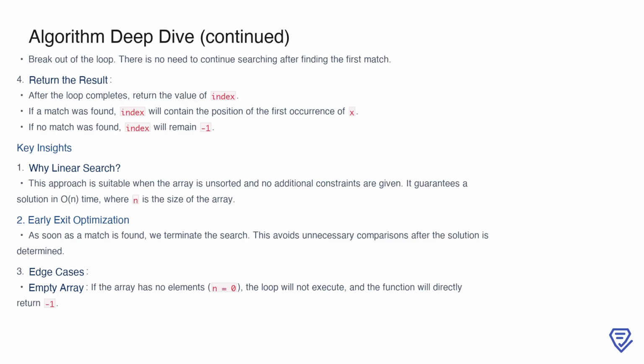This approach works well when the array is unsorted, as linear search guarantees a solution within O(n) time complexity. Additionally, the algorithm is optimized for early termination, which improves efficiency when the target value is located earlier in the array. Key edge cases include an empty array, where the function directly returns -1 without executing the loop, and situations where the target value is absent, leaving index unchanged. These conditions ensure the algorithm handles all possible scenarios gracefully.